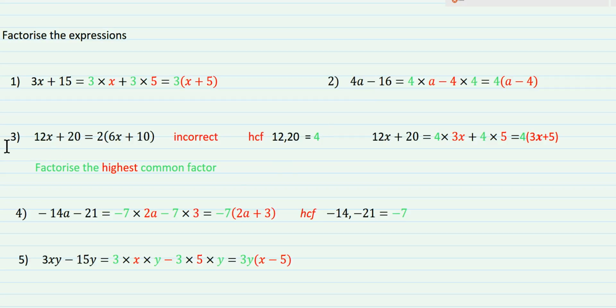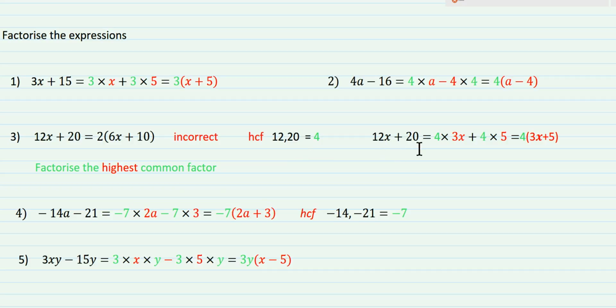Now we have another example, 12x plus 20. Now you can factorize this into 2 times 6x plus 10, because 2 is a factor of 12 and 20, but this is incorrect. When you factorize, normally you have to find the highest common factor. Although 2 is a factor of 12 and 20, it's not the highest common factor. The highest common factor of 12 and 20 is 4, right?